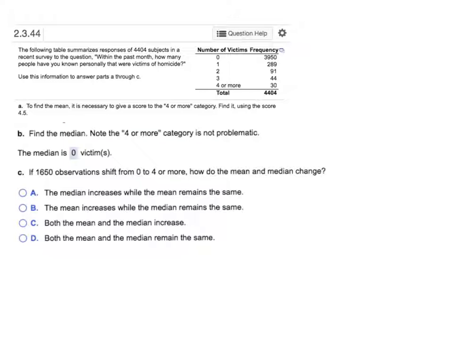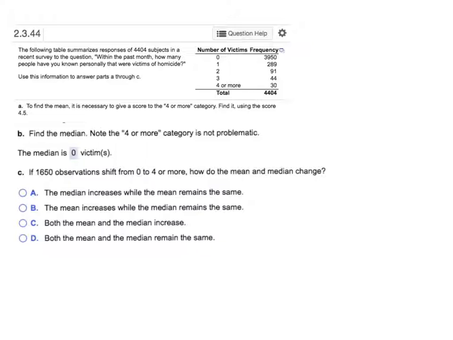The B part, that's where we are in this problem. Notice that we're told the answer to this question: within the past month, how many people have you known personally who were victims of a homicide? It's a horrible question. But there were 4,404 subjects who answered. 3,950 of them said 0. So when I'm computing the average, I didn't mean to go to this slide. Sorry, I got one step ahead of myself.